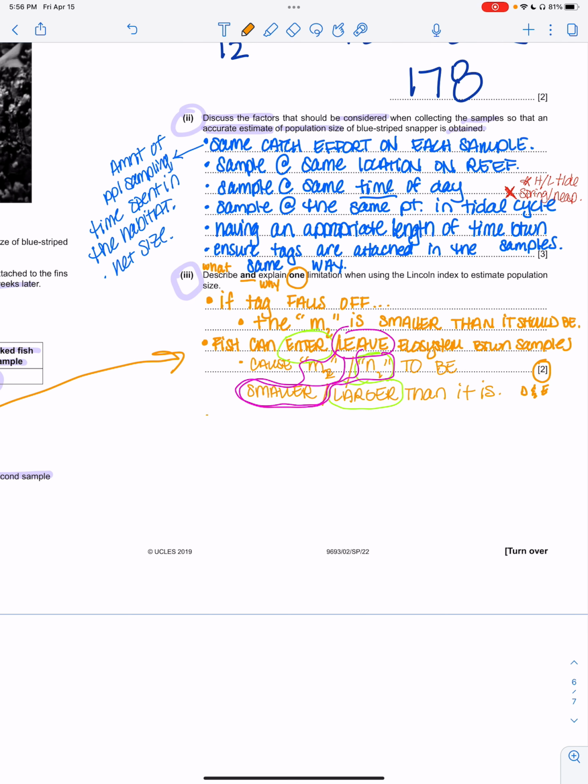And I do recommend writing all these down, as I always say, because I would never count on yourself, or even myself, with human error, to just remember one thing. It's better to have a lot of other options too. Okay, the fish could die in between samples.